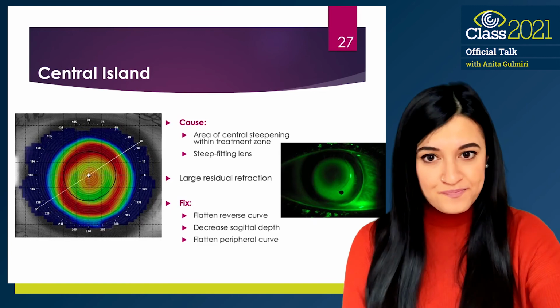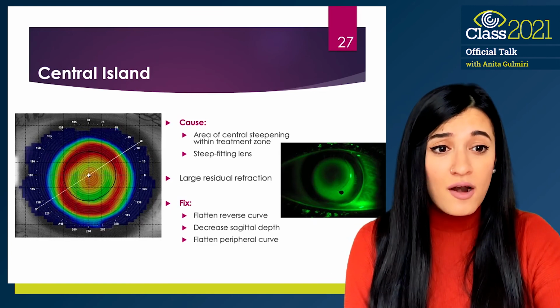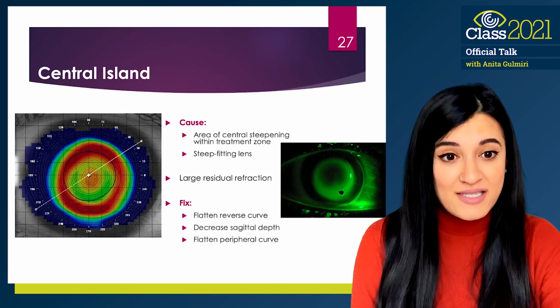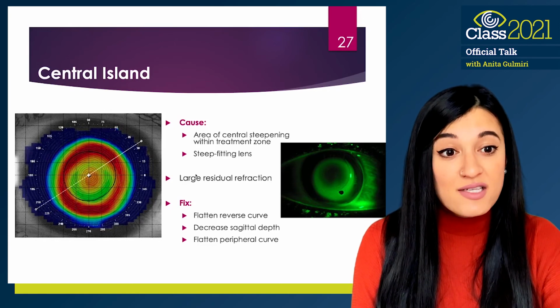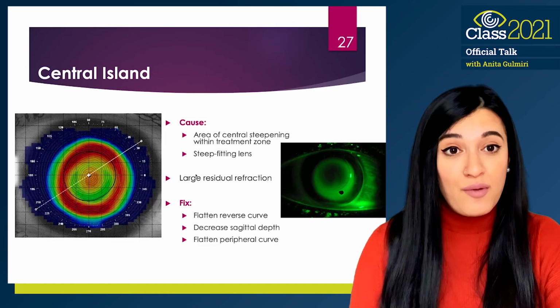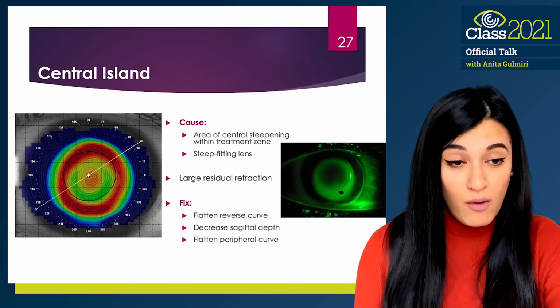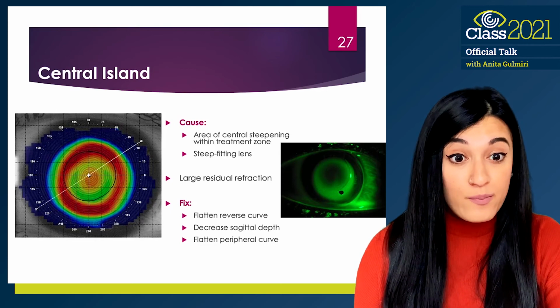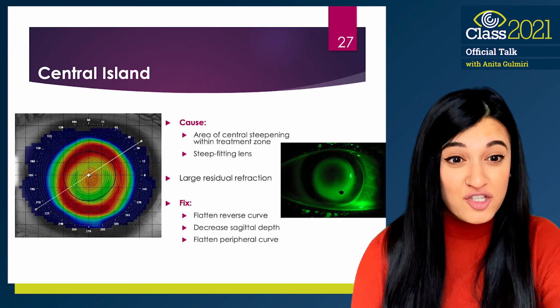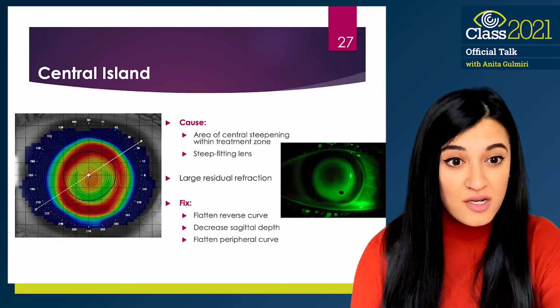Central islands on a topography indicate that the fit is essentially too steep and that we have excessive sag. When this lens is too steep centrally, the cornea may steepen centrally rather than flatten, which is really what we're hoping for. Typically, in these cases, we'll see a large amount of residual refraction and an unstable over-refraction.